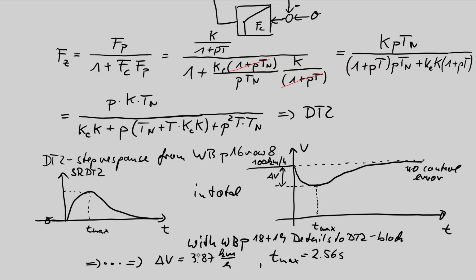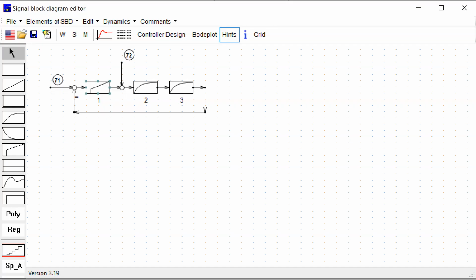Let's finish this with a simulation to show you exactly this curve, but without the shifting of 100 km per hour. I think this can be done by hand. I go back into the simulation program and we add now a step function to the disturbance input. This is a signal block diagram. Note the disturbance input here is 72. The desired value input here is 71.